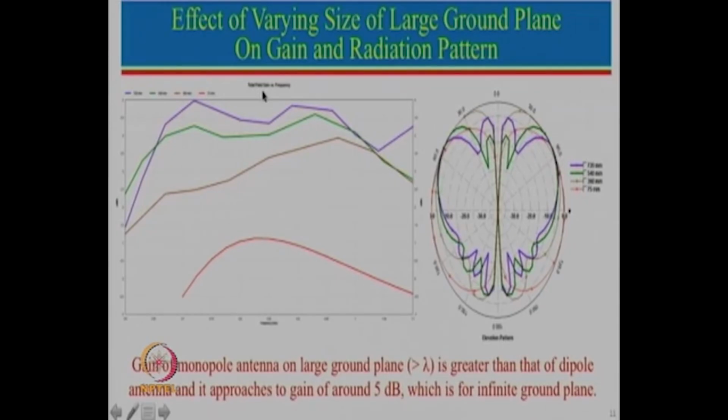Also, with the change in the ground plane, you can see this is for a very small ground plane, so the gain is less. You increase the ground plane greater than lambda, then one can see that the gain is increasing, then the gain is further increasing, and here is the gain, which is approximately equal to 5 dB, which is what should be the directivity of a monopole antenna on an infinite ground plane.